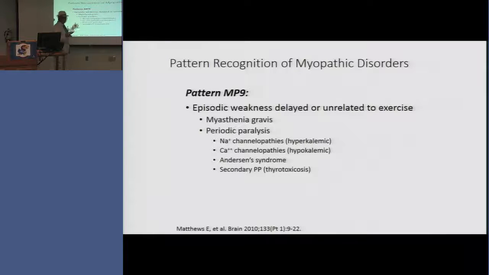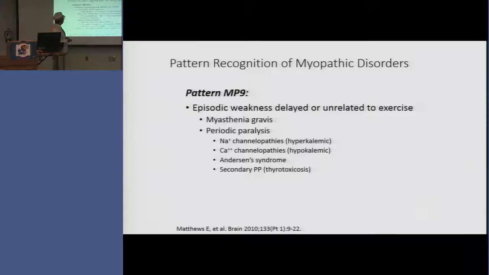Pattern 9 is episodic weakness that's delayed or unrelated to exercise. This is myasthenia gravis. But this pattern is really up here to talk about the periodic paralyses, either a sodium channelopathy, often hyperkalemia, or calcium channelopathy, hypokalemia, or secondary forms of periodic paralysis such as thyrotoxicosis.